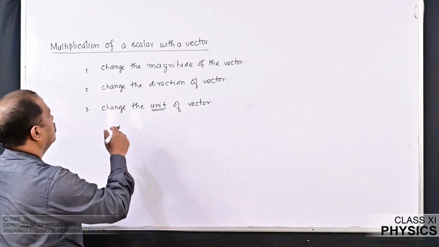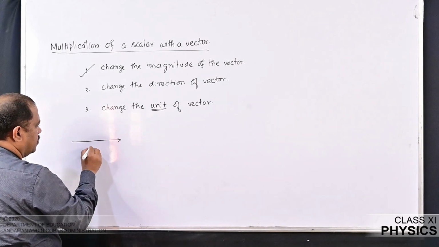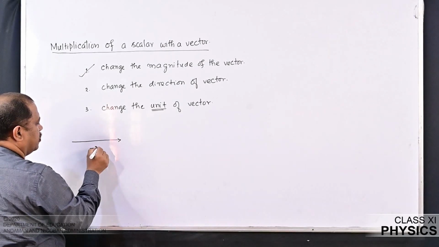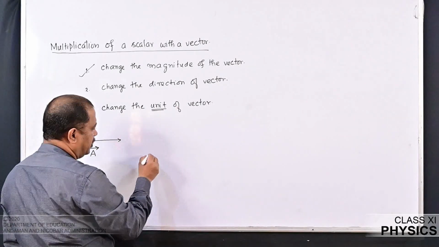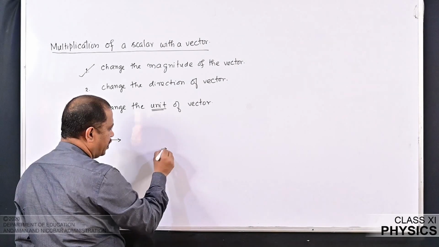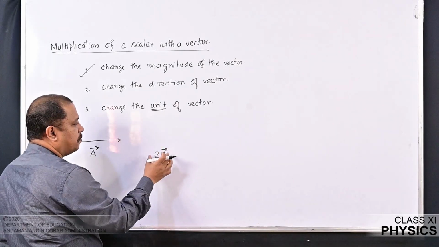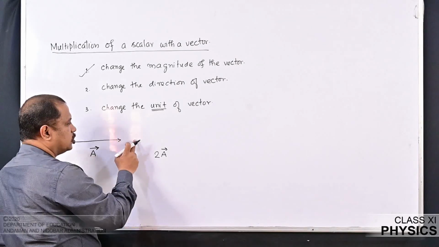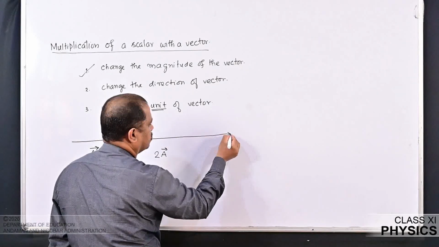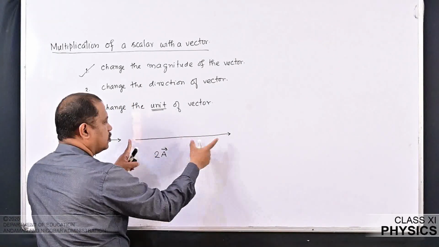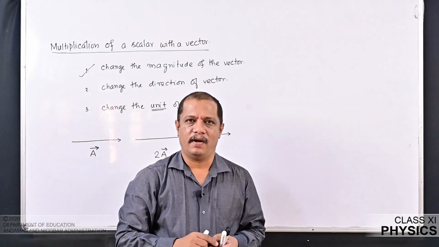Let us see examples. For the first part, let me suppose that I have a vector A, and I want to multiply this vector with a scalar quantity, say 2. So this is going to become 2A. When I say 2A, 2 is a scalar quantity multiplied to a vector A, that means the magnitude of the vector A becomes twice. So if I draw this vector, it will be like this. The magnitude of this vector is twice this vector. So this is the result of multiplying a scalar quantity to a vector.